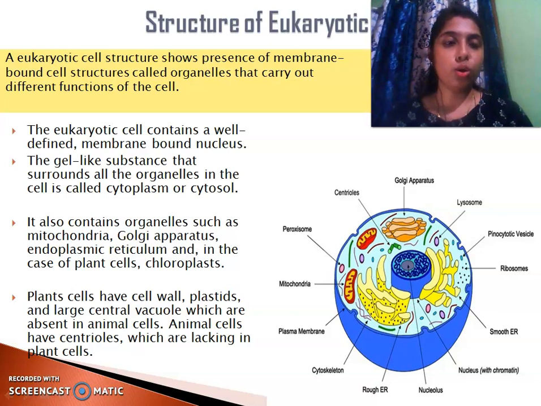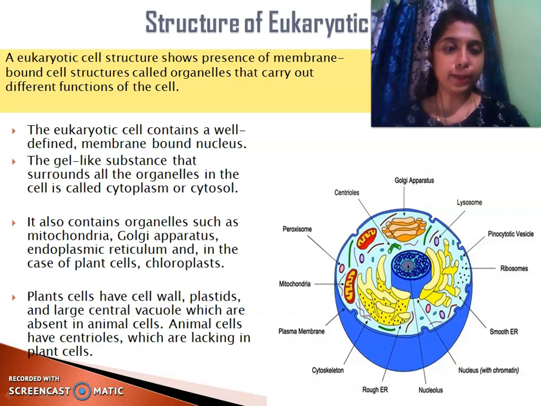And though both the cells have maximum of the cell organelles in common, yet some structures are present in plant cells while they are absent in animal cells. For example, in plant cells the cell wall is present, which is absent in animal cells, while animal cells have centrioles, which are not present in plant cells. What is the function of centrioles? They help the cells to reproduce or divide. Clear?